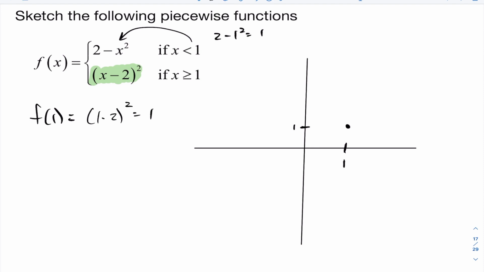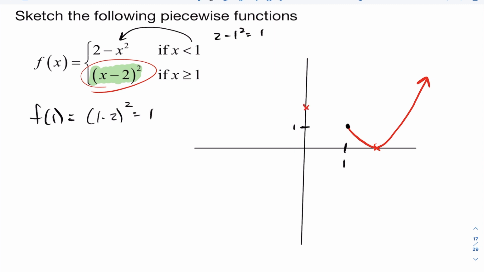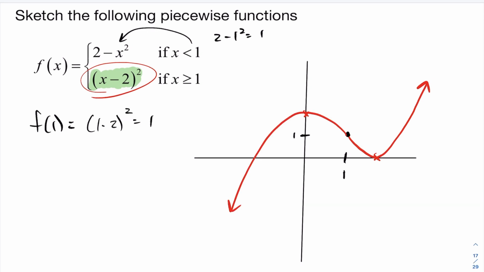To the right of 1, we have a quadratic that has a vertex at (2, 0), which is located roughly here, our vertex for the quadratic x minus 2 quantity squared. And so what's going to happen here is the quadratic will go down, hit my vertex at (2, 0), then go back up. And then to the left of 1, we take on a quadratic that opens downwards and has a vertex at (0, 2). So now the vertex is up here at (0, 2), and that quadratic will look as follows. And this is a graph of our piecewise function f of x.